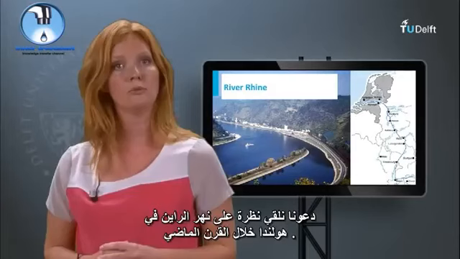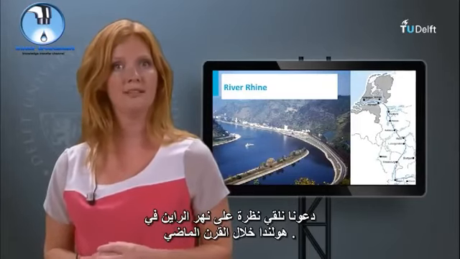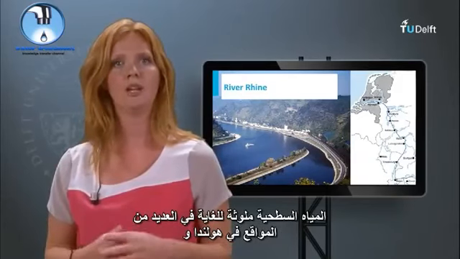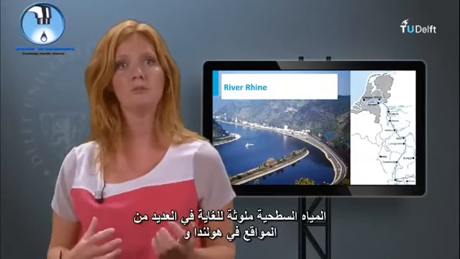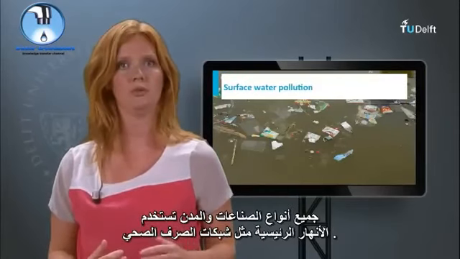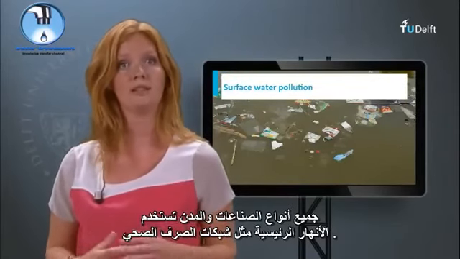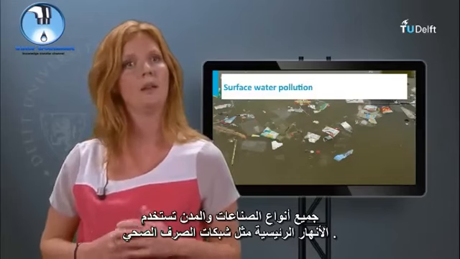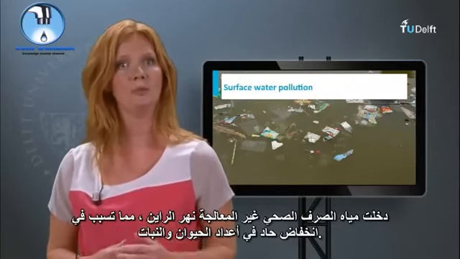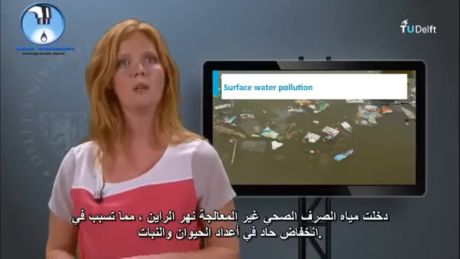Let's take a look at the River Rhine in the Netherlands during the previous century. Surface waters were highly polluted at many locations in the Netherlands, and the Rhine River was even called Europe's sewer. All kinds of industries and cities used the major rivers as sewage systems. Wastewater entered the Rhine untreated, causing a steep decrease in animal and plant populations.